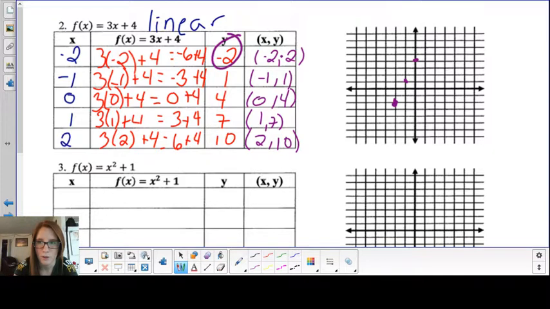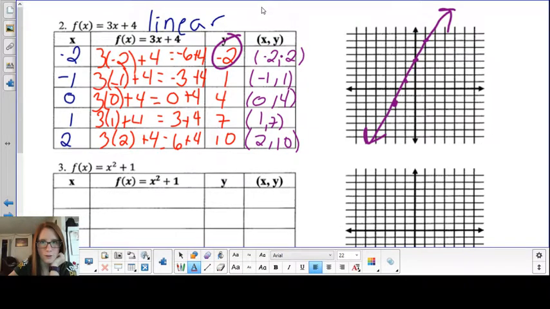0, 4, 1, 7. And like I said, that 2, 10 is not going to fit. If it doesn't fit on there, don't write it, because it's just going to be obnoxious and potentially get in the way of another graph. So just go ahead and correct your graph.